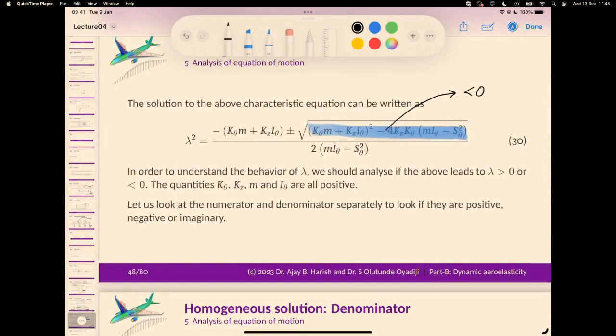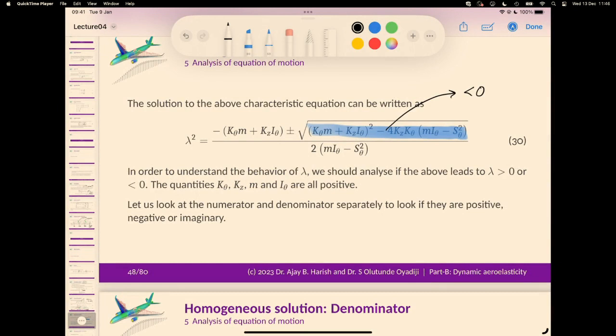Let's take each of these single terms and try to dissect them and see if each of these is greater than zero or less than zero. So we take the numerator separately and the denominator separately. If both of them are positive or both of them are negative, lambda is positive. If one of them is positive and one of them is negative, then lambda is negative. If one of them is imaginary, then lambda is imaginary.